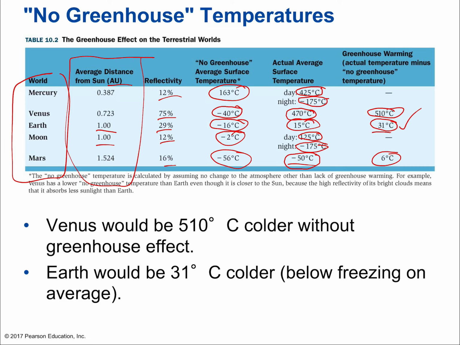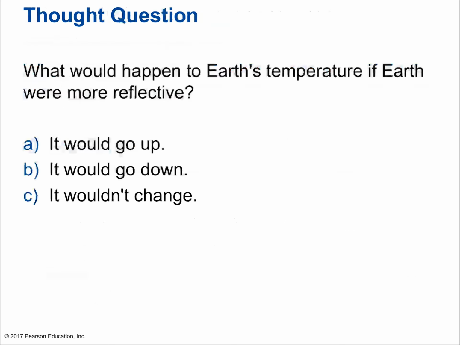But look what happened in Venus. Venus, and we'll talk about this later, is sometimes called a runaway greenhouse effect because it's way too hot. That's what you don't want from an atmosphere. You don't want it to heat up the planet to uncontrollable temperatures. So what would happen to Earth's temperature if Earth were more reflective? It would go down because we would be losing energy. Being more reflective would make us cooler.